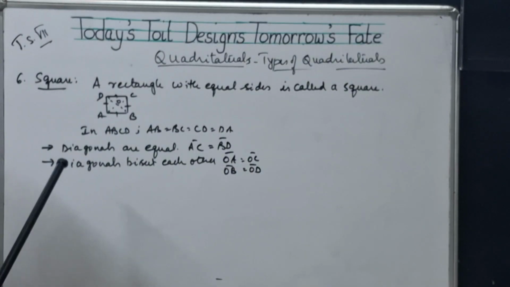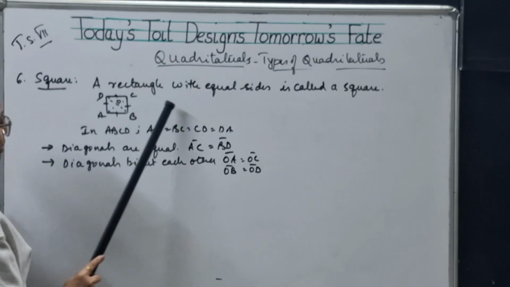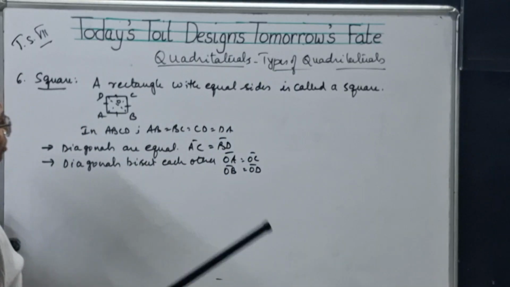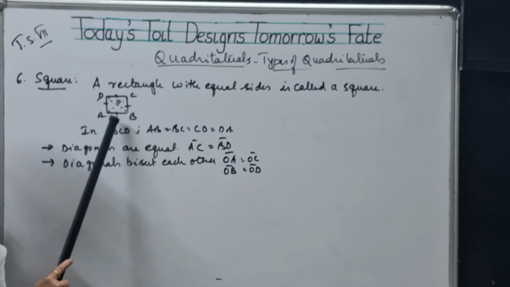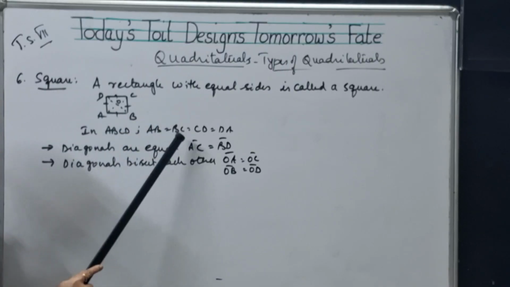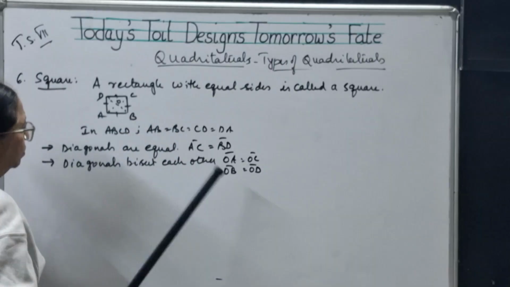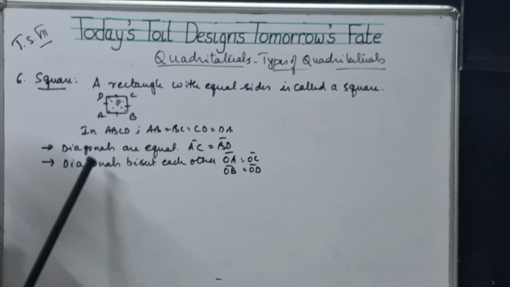Now, the other quadrilateral. The sixth one is the square. A rectangle with equal sides is called a square. So it has all the properties of a rectangle, but the sides are equal. So in this ABCD, AB is equal to BC is equal to CD is equal to DA, and the diagonals are equal. AC and BD are equal.